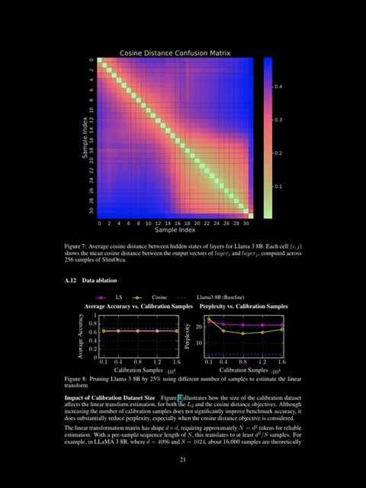Calibration samples, average accuracy versus calibration samples, perplexity versus calibration samples. Figure 8. Pruning Llama 3 AP by 25% using different numbers of samples to estimate the linear transform. Impact of calibration dataset size.